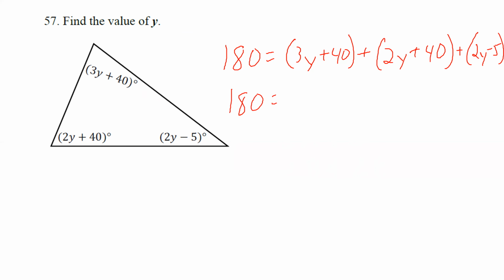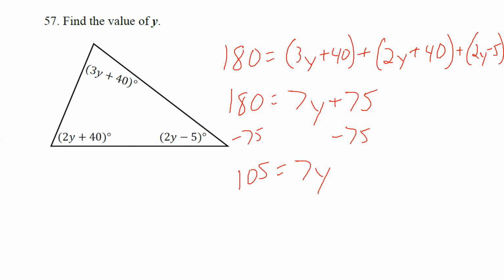So we have a 3y, a 2y, and a 2y for a total of 7y. We have a positive 40, another positive 40, and a negative 5 for a total of positive 75. And now we can solve. So we have to bring the 75 across by subtracting 75 from both sides. That gives us 105 equals 7y.